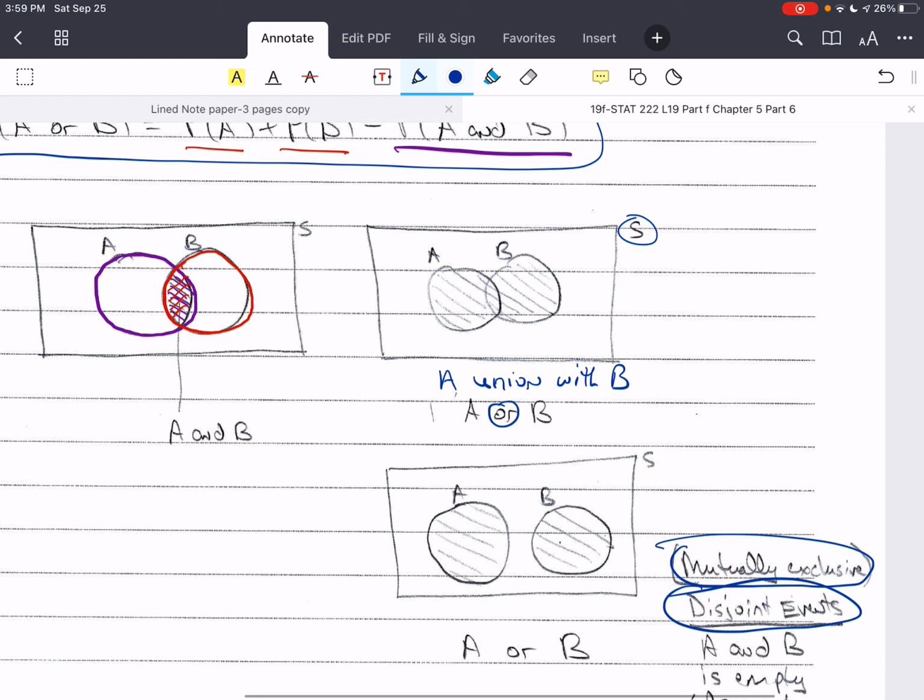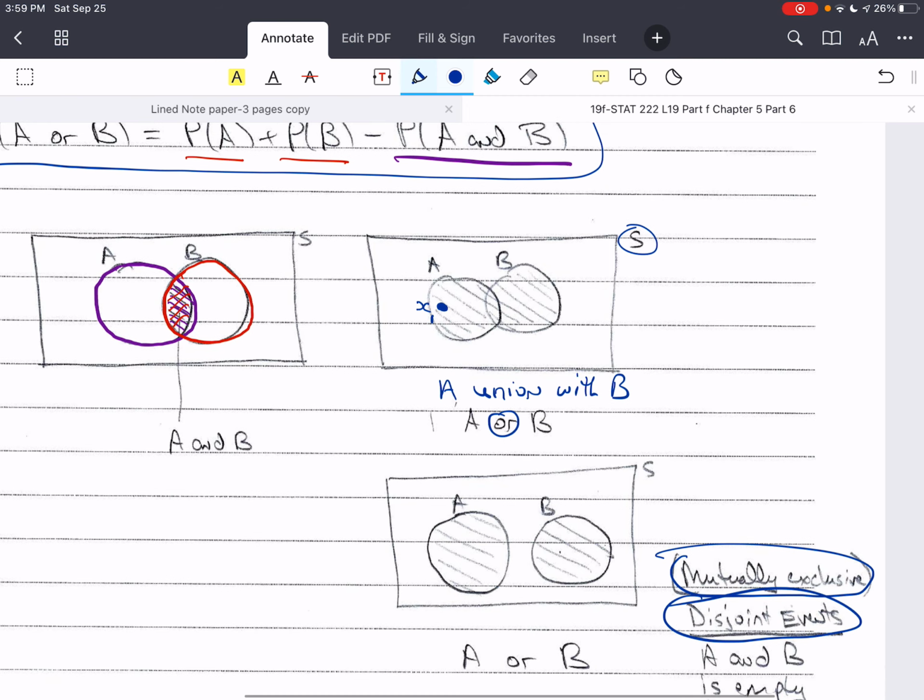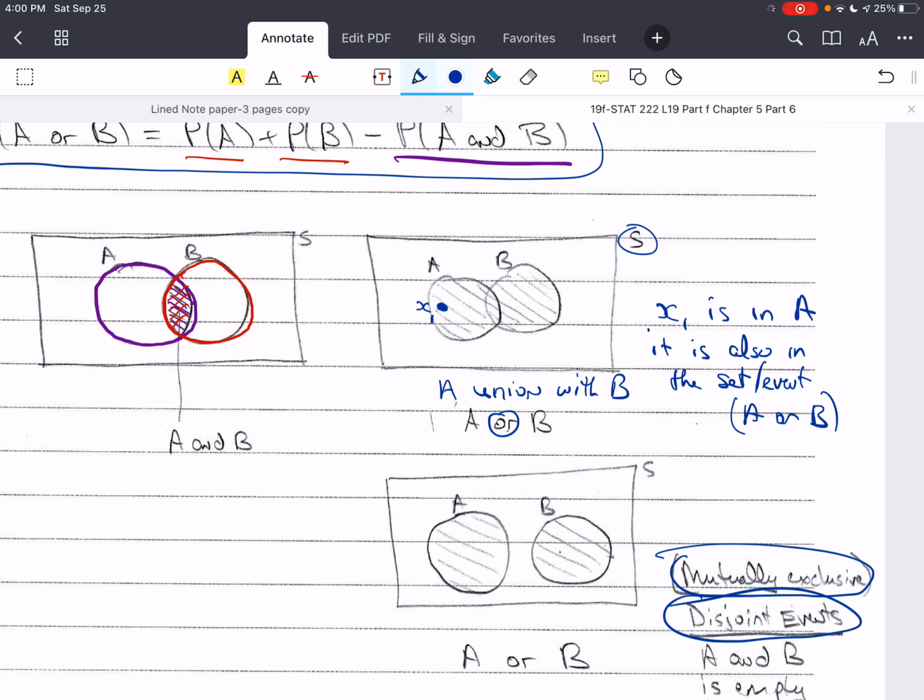Let me say that if I have a point over here that is only in A, I'm going to call this point x1. X1 is in A. It is also in the set or event A or B. It is inside that because it's in A, therefore it's in A or B. Similarly, if I put a point over here and call it x2, well, x2 is in B. It's also in A or B, that set. This is a set. It's a subset of S. A or B is a subset of S. A and B is also a subset of S.